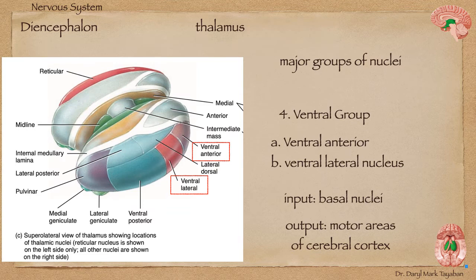For number four, the ventral anterior nucleus and the ventral lateral nucleus receive input from the basal nuclei and send output to the motor area of the cerebral cortex. I know it's very complicated if you don't remember the basal nuclei and where the cerebral cortex is, but later as you review this, you'll find it easier, I hope.